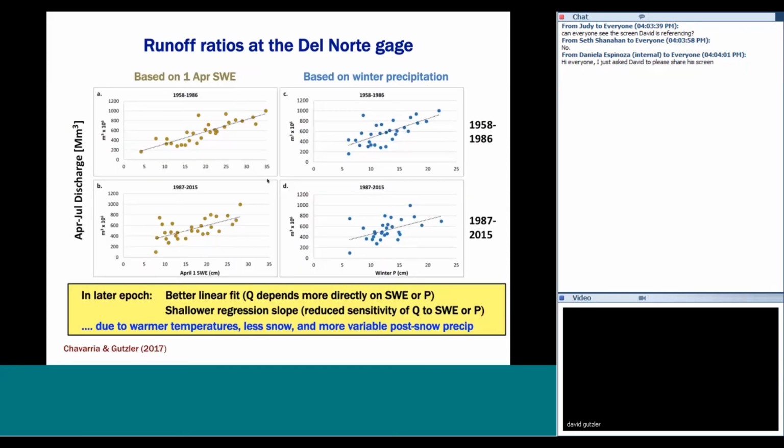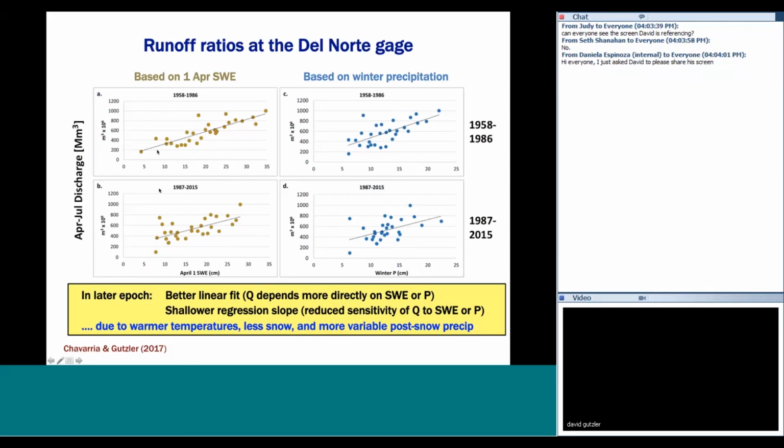I can try to quantify that by looking at this set of runoff ratios that are calculated in several different ways. So there's a lot here, and I want to just kind of fly through the key parts. If we look at these two scatter plots on the left, the x-axis here is April 1st snowpack. Each dot represents a year, and the y-axis represents the April through July discharge at Del Norte.